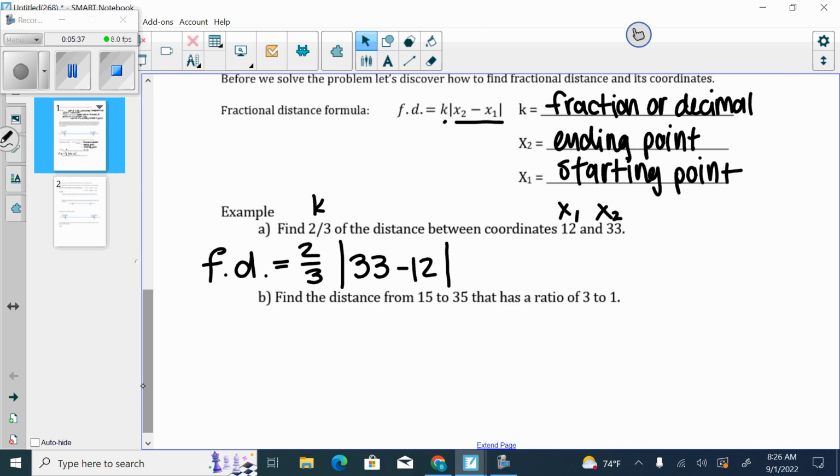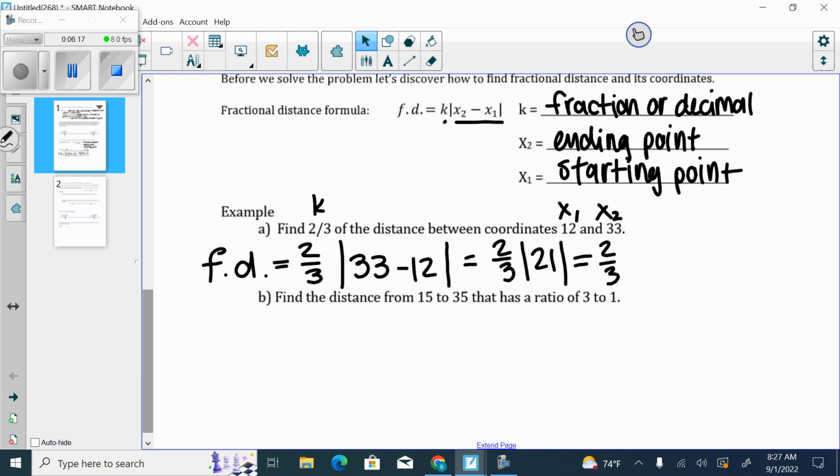Now, your absolute value works just like you would treat a parenthesis or a bracket. You simplify what's inside first before you can take anything out. And we're not going to distribute 2/3 into it either, right? So we're going to take care of what's inside first, and then we'll take care of what's outside. So first, I'm going to subtract inside those absolute values. We've got 33 minus 12, which is going to give us 21. So I have 2/3 times the absolute value of 21. Well, the absolute value of 21 is just 21, right? You don't have to change its sign.